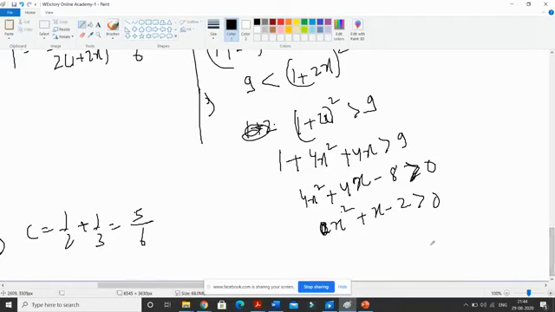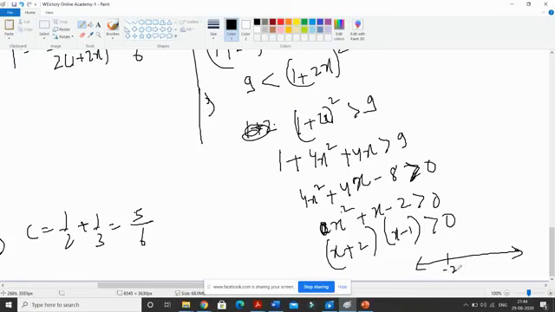So you can factorize this, right? The factors will be plus 2 and minus 1. So (x plus 2)(x minus 1) greater than 0. Then you can use the sign method: minus 2 and 1, plus minus plus, as it is greater than 0. So the answer is x less than minus 2 or x greater than 1, because we need to write the positive interval. So greater than 1 or less than minus 2. That's the answer.